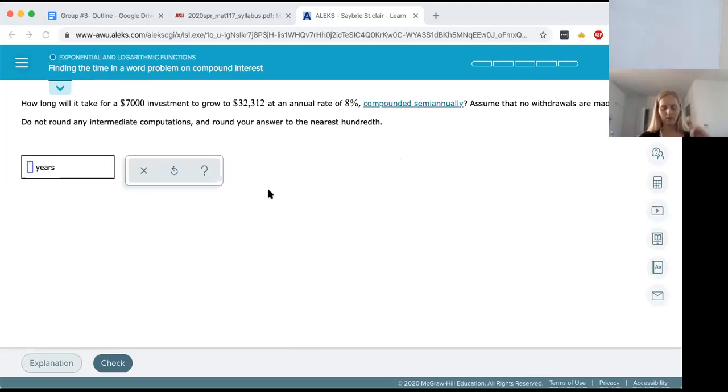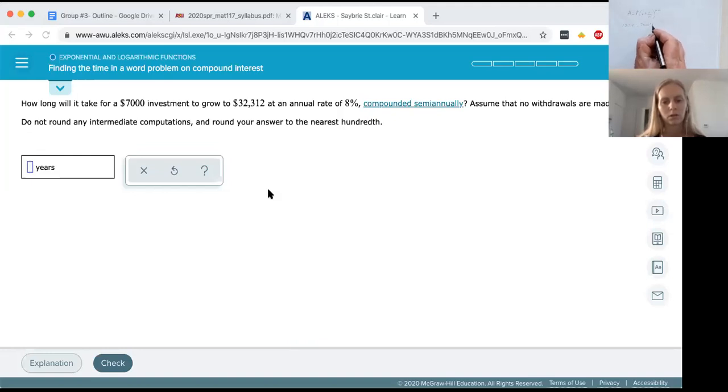All right, so we're finding how long, solving for T using A equals P(1 plus R over N). So I'm going to plug in all my numbers and solve for that T right there. A is the final amount, so that's the 32,312. Replace that A number. That P is the original investment. That 7,000 goes right here where that P used to be.